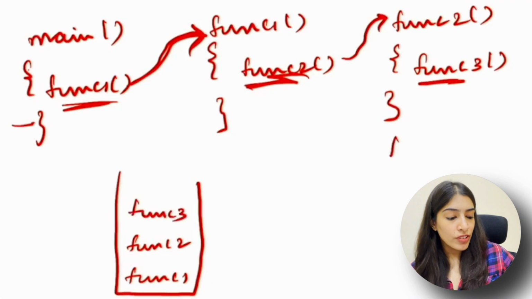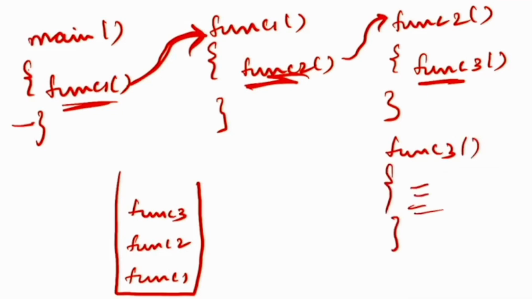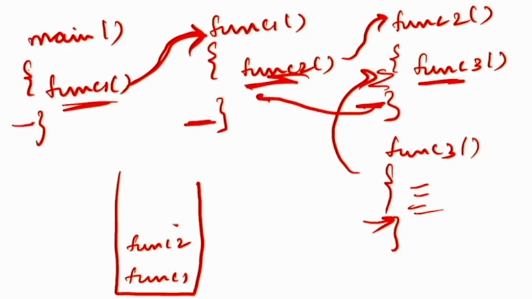Now we will go to function 3. We will see that we have to do some instructions. We do it. And once we come out of function 3, this will be deallocated. So basically this will be popped out. Then we will go back. So we came over here. We are done executing, so we will come back now. We come over here. Then we will pop out function 2's memory. Then we will come back over here. Now when we are done executing function 1, we will pop out the memory.